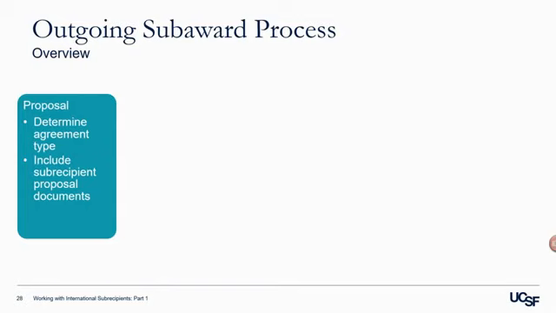As we mentioned earlier, we want to avoid rebudgeting at the award stage. Also, at the proposal stage, we're going to be collecting the subrecipient proposal documents that are required for that specific proposal, and also what's required for all outgoing subs.